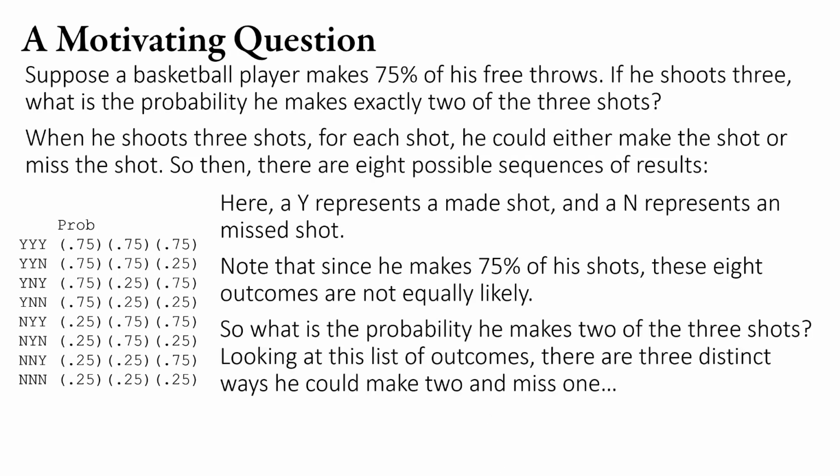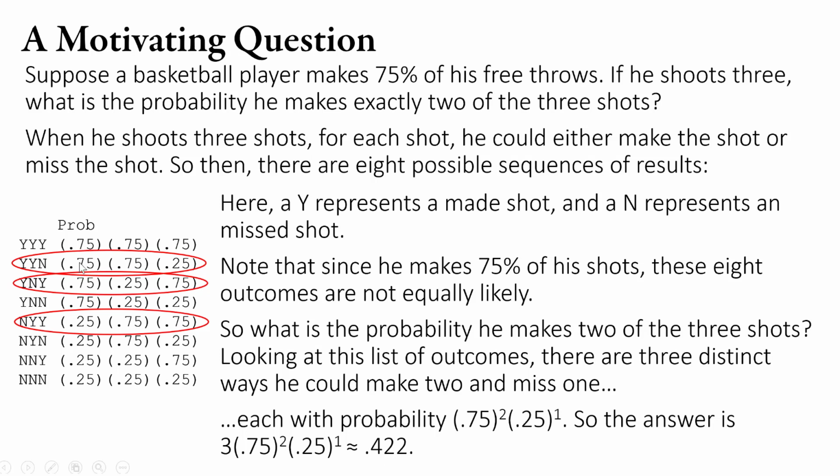Our question was, what's the probability he makes 2 of the 3 shots? Well, if I look at this list of outcomes, there are 3 distinct ways he could make 2 and miss 1. Those 3 right there. And each of them has the same probability, because each of them has 0.75 multiplied together twice and 0.25 once. So each of them has this probability. These are 3 disjoint ways that he could accomplish the task of making 2 out of 3. That means the probability he makes 2 out of 3 is 3 times this probability. We have to add these 3 probabilities together. And that's about 42.2%.